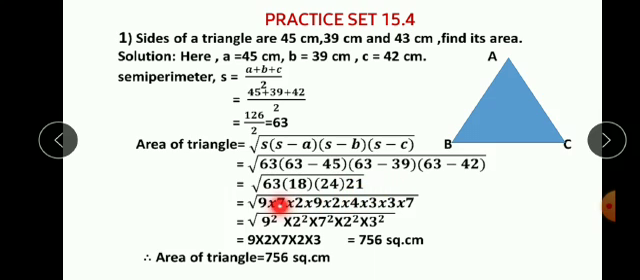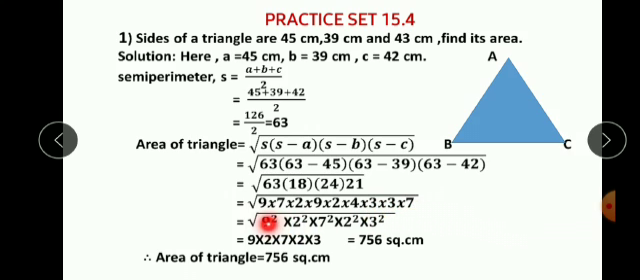Now after the multiplication, find the factors. So under root, what are the factors of 63? 9 into 7. Then 18 factors are 2 into 9. Then 24 factors are 2 into 4 into 3. And 21 factors are 3 into 7. We have to factorize these numbers in such a way so that we can get the square of the numbers.